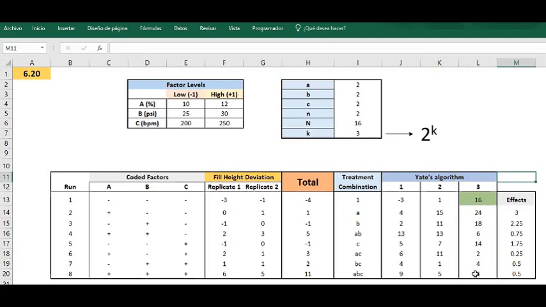With these contrast numbers, we can now calculate our effects. Our effects are calculated with this contrast divided by the number of replicates times 2 to the k minus 1.